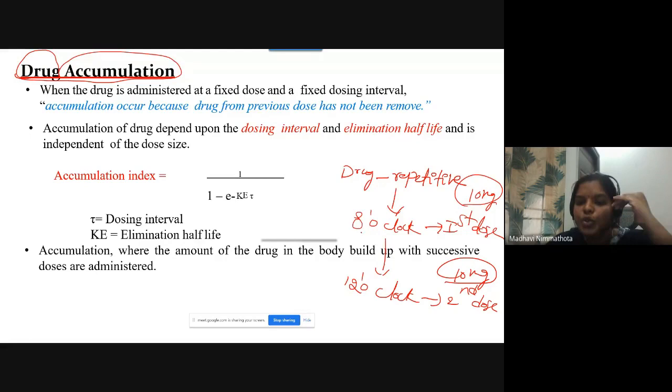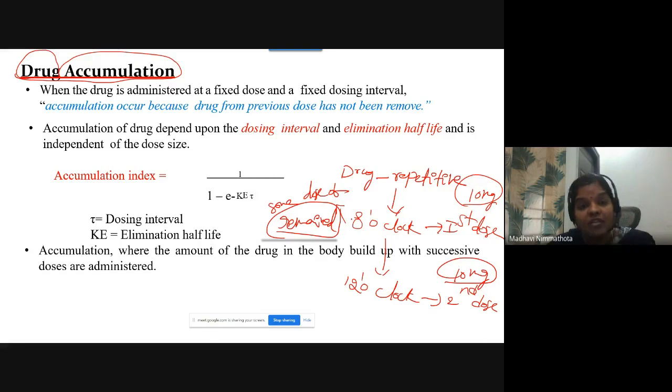If you did not remove the total first dose and you take the second dose, then what is going to happen here? Some amount of the drug will remain from the first dose. Without removing the first dose, if you take the second dose, your drug will get accumulated. So without removal of your first dose, you cannot take your second dose.